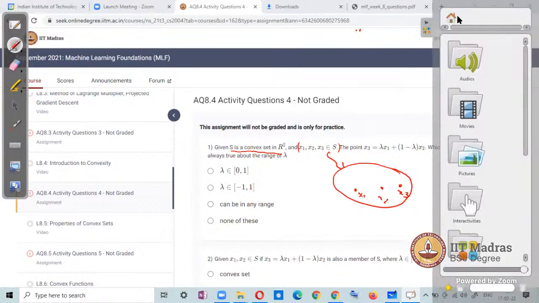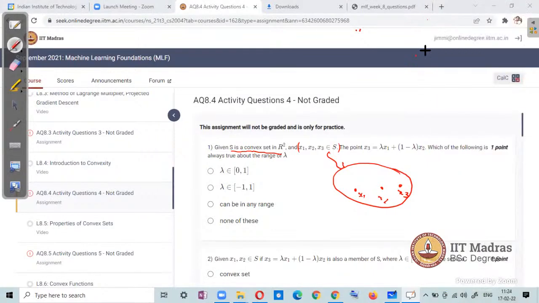Sir, you are putting all the 3 points linearly, collinearly. Yeah, so we can put it anywhere you want. I can put it here also. Okay, no, it doesn't matter. See, it will be 0 to 1 only if I put x3 in between these 2 points.